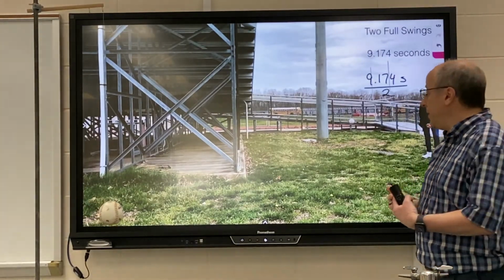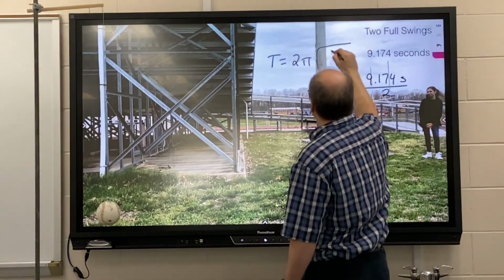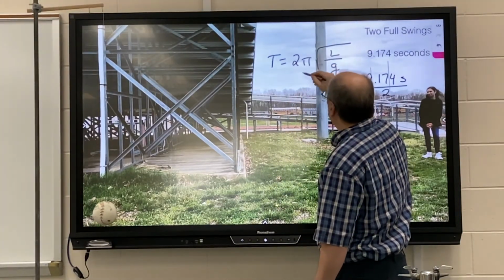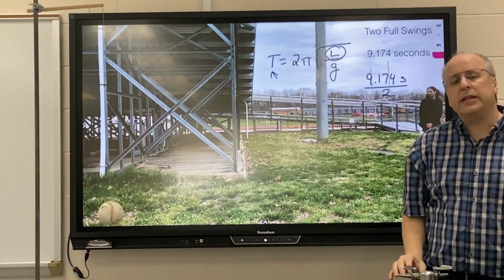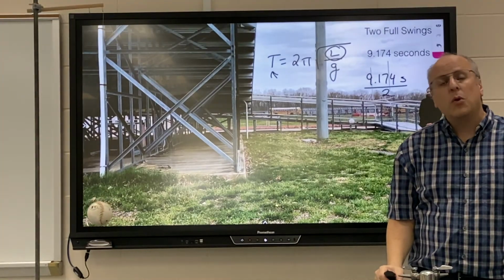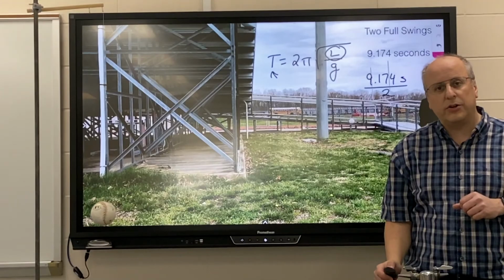Take that period, plug it in here, and solve for length. It's tricky, so be careful with your algebra. We'll go over something like this in a future day. I just wanted you to try it on your own first.